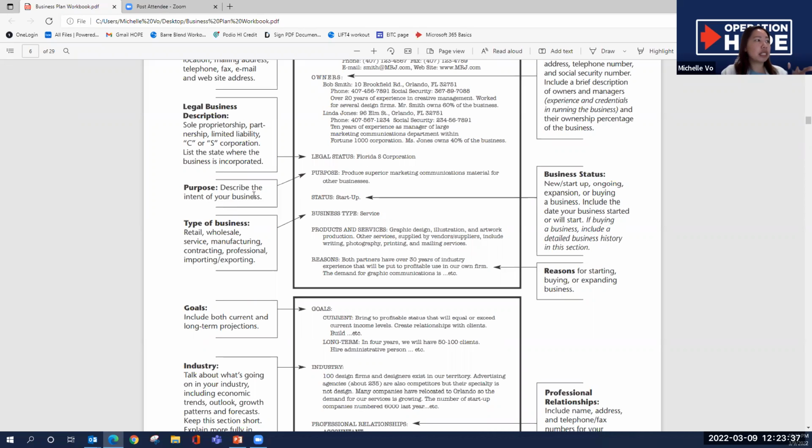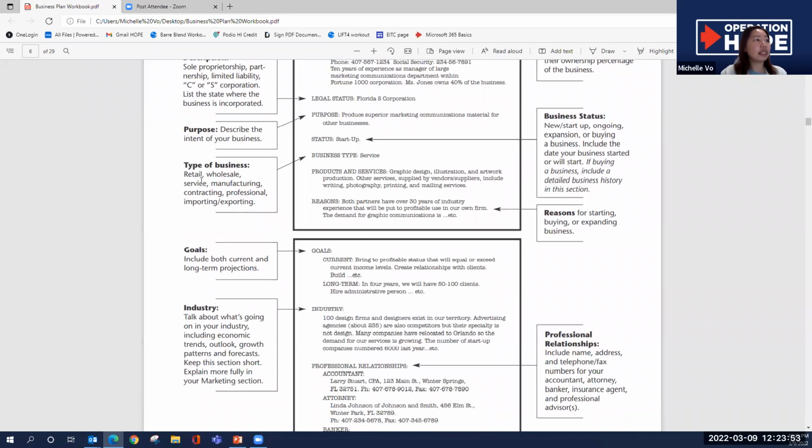Then describe the intent of your business. What is your business? What does it do? Just a short summary. You don't have to write a whole paragraph, just a short and sweet couple of sentences here. Are you a startup or an existing business? That would be listed right under that. And then the type of business: are you retail, wholesale, service, manufacturing, or professional? That has to be listed as well.